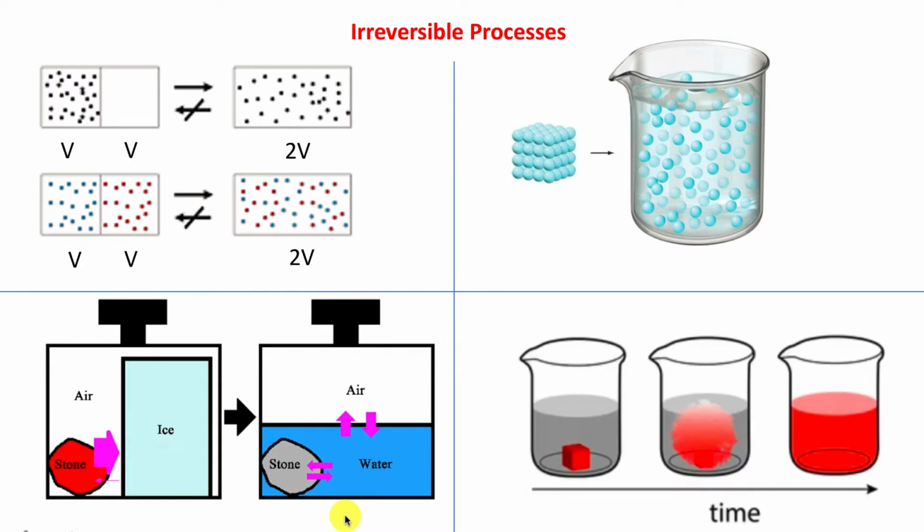And finally, suppose that I take some dye and put that dye at the bottom of this beaker. After some time, the dye molecules spread out and the whole glass becomes red, and again there's a very definite direction to time. You know that this does not ever change back into this.